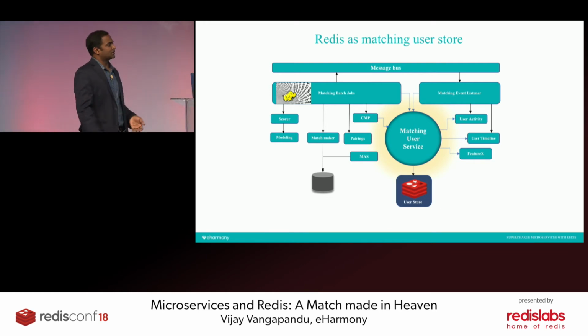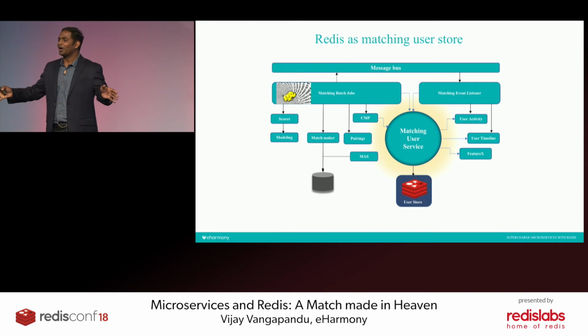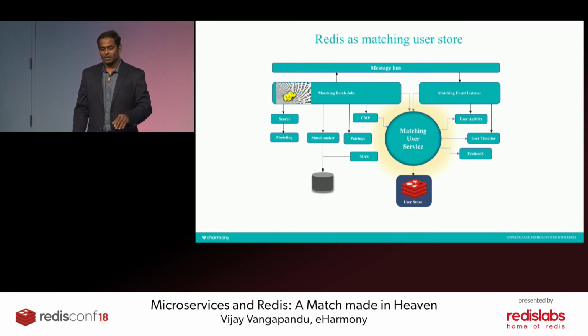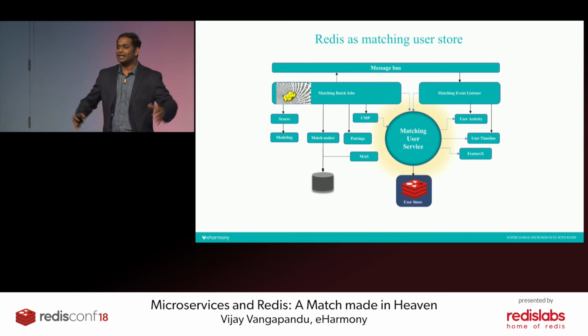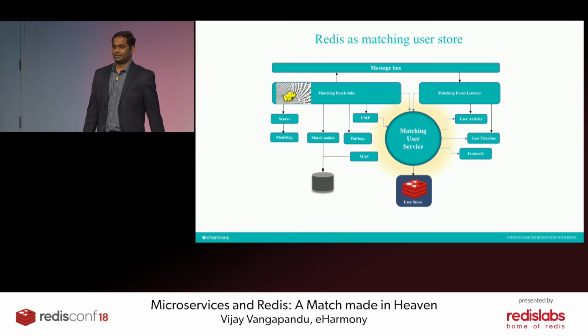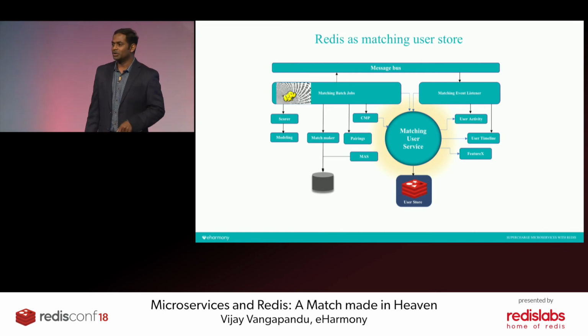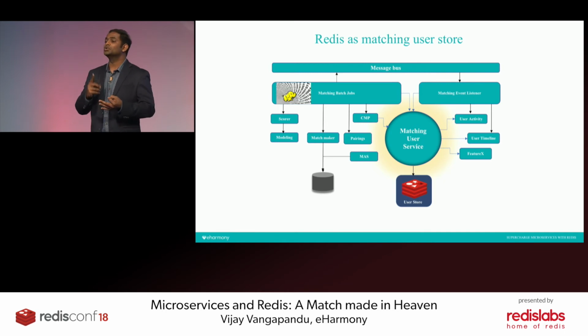How do we do all these things? If I have to go and join the data and pull it from the different data stores, no, that's not what we do. What we do is we store aggregated, denormalized data in Redis. The matching user service is responsible for that. So what we do is we store user profile data, user questionnaire data, and user activity.